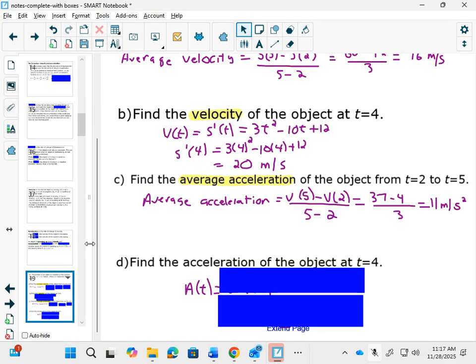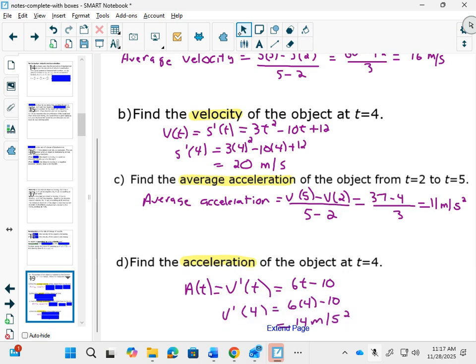To find the actual acceleration, we have to take the derivative of velocity and just plug in 4.